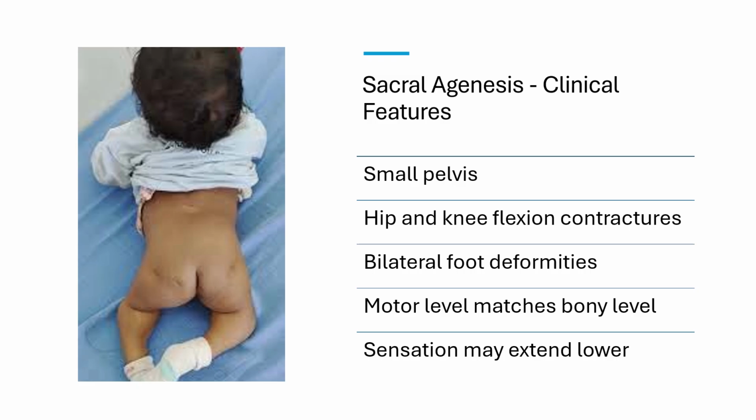Here's a crucial clinical correlation. The motor level typically matches the bony level of involvement, meaning that the level of muscle function corresponds to the lowest normally formed vertebra. However, sensation may extend lower than motor function, creating a dissociation between what the child can feel and what they can control voluntarily.